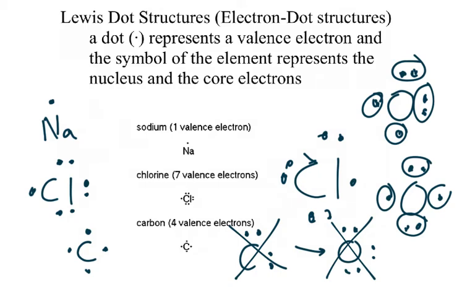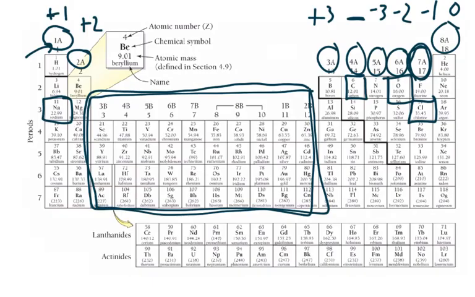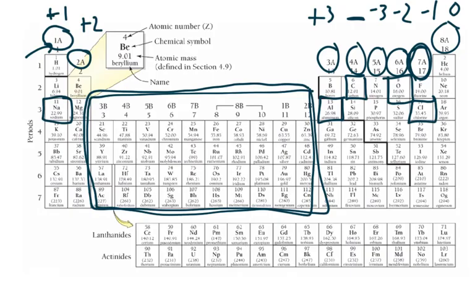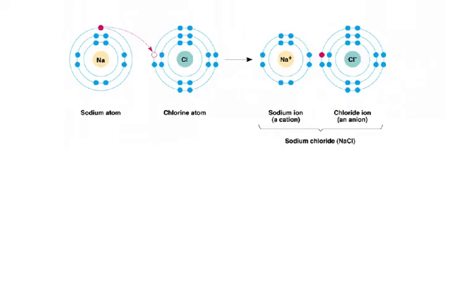Let's try aluminum. So aluminum is over here. It's a metal, and its valence is 3 if you look at the top there. So you put the symbol for aluminum, and then you just go 1, 2, and 3. And that's how you do a Lewis dot structure. The amount of dots has to do with the number of valence electrons, which is obtained at the top of the periodic table.